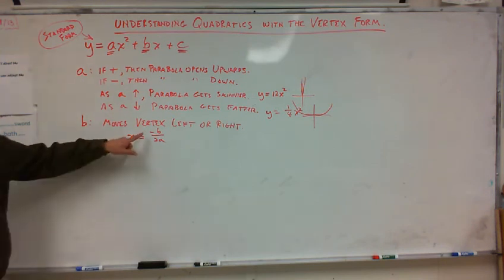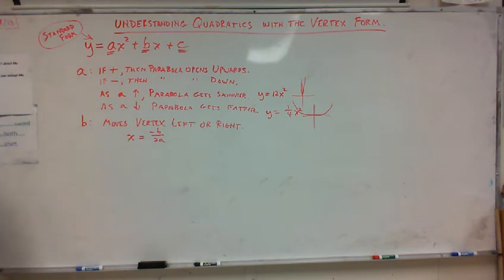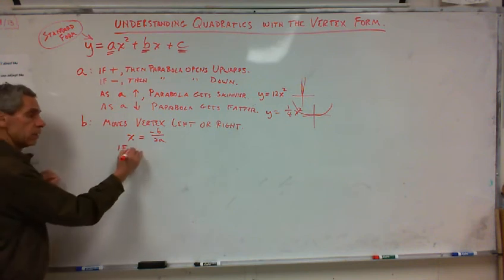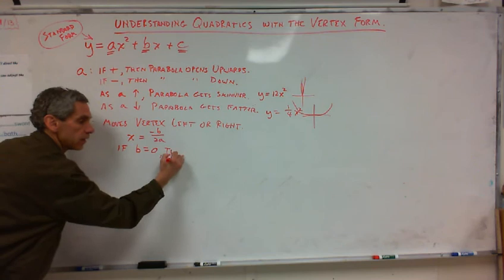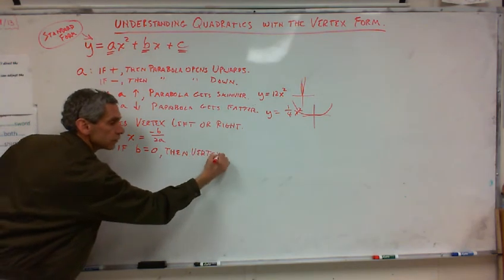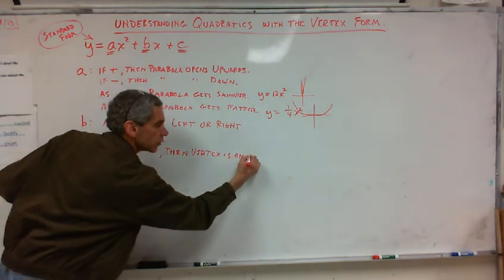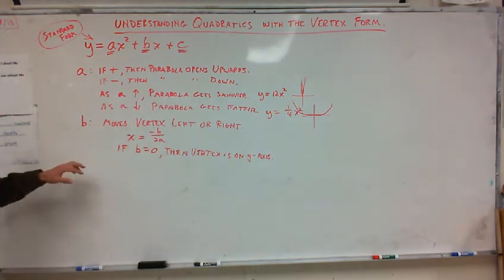If b were 0, then x would be 0. The axis of symmetry would be 0. That means I wouldn't move away from the y-axis. If b is equal to 0, then the vertex is on the y-axis. On y-axis. That's really important to know. So I hope you guys are writing these down because these are important.